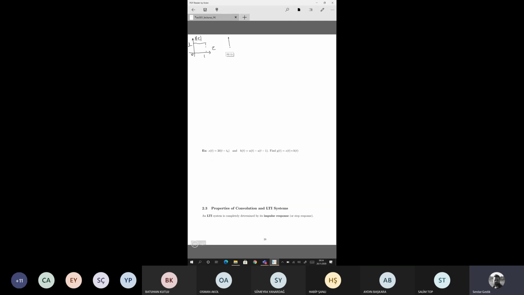Then what is h of tau? This is my h of tau, starting from 2, and this is the origin. What's the equation here? It is simply minus 2 tau plus 2. So this is my h of tau.